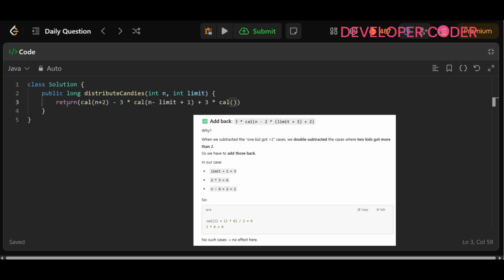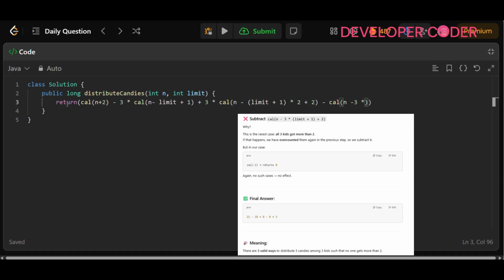cal n minus limit plus 1, into 2 plus 2, right? And then from here I will use cal n minus 3 into limit plus 1, and here plus 2, right? So this is what I'm going to call from here, and here I'm just going to use this method.